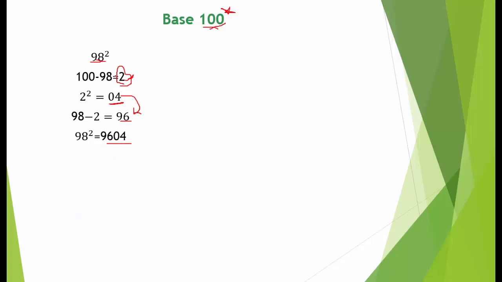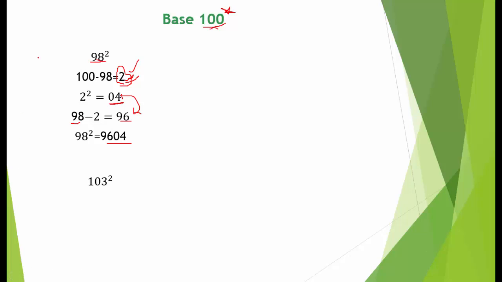First of all find the difference between 100 and that number, that is 2, and find the square of this and make it 2 digits. Here we will make 04. Now subtract this difference from 98. This will become 96. Now place 04 at the end of this 96.